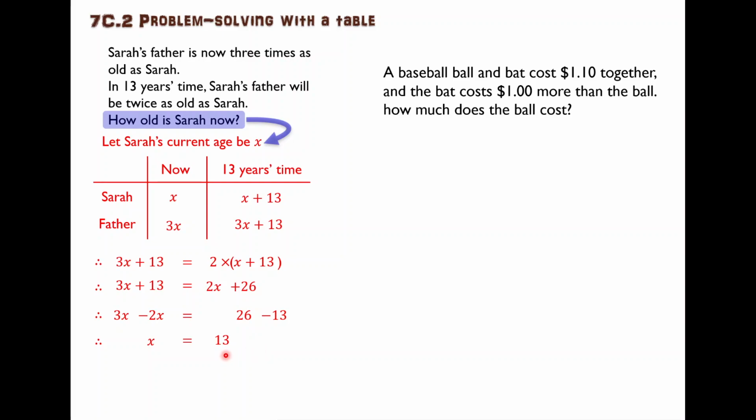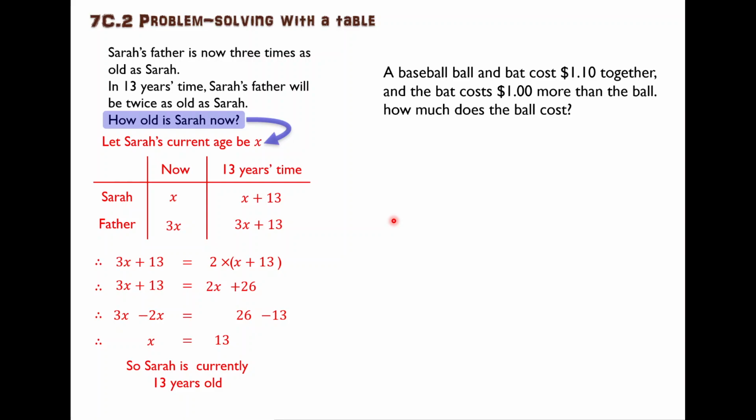I still haven't really answered the question. It's not clear what the unit is, for example. So let's write a sentence. So Sarah is currently 13 years old. At the bare minimum, you should at least put what the unit is, so that the answer is easier to understand. And we're finished. Let's try it again with another one.